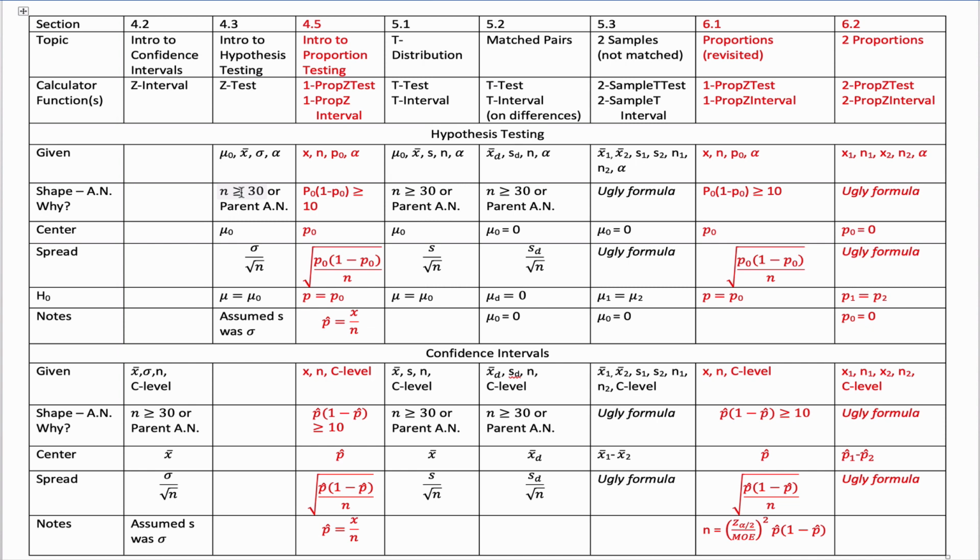And we justified back here why the shape was approximately normal. Same reason as why it was approximately normal in 4.2. Either the parent distribution was assumed to be approximately normal, or n was sufficiently large, greater than or equal to 30 is what your book said. When you're drawing the picture, mu naught, which was given to you in the problem, is always what you used as the center. And if you were stating the spread, the formula for standard error, just like it was down here, is sigma divided by the square root of n.